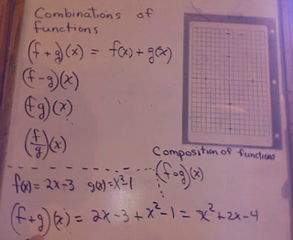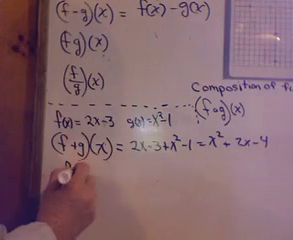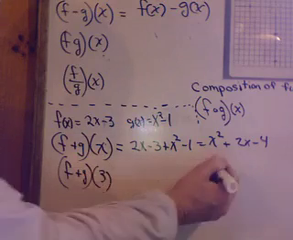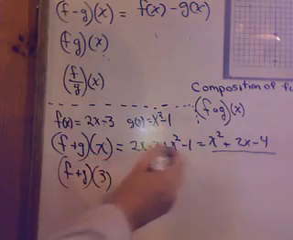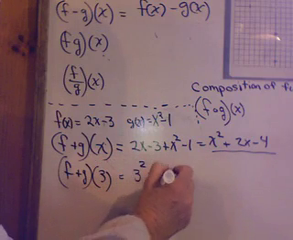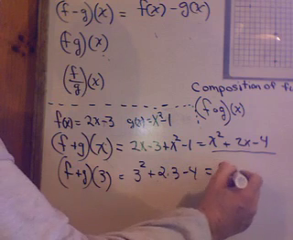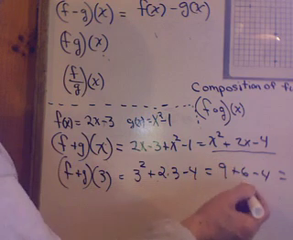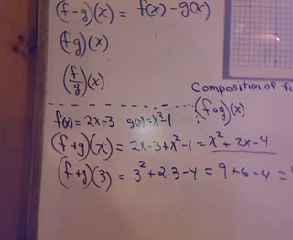Now, if I wanted to do f plus g of 3, I just follow the pattern I did for f plus g of x and plug in 3. So I would get 3 squared plus 2 times 3 minus 4, which is 9 plus 6 minus 4, which would be 11, and that would be the answer.